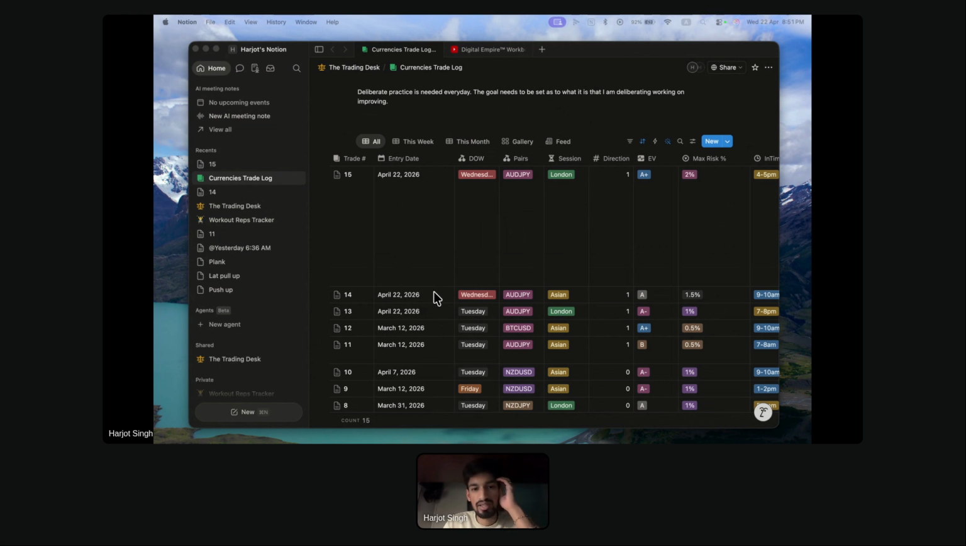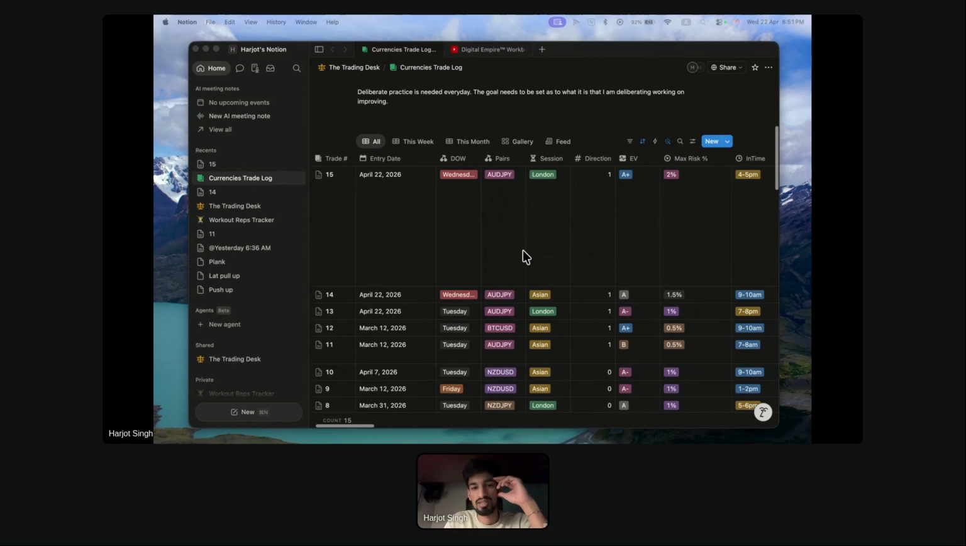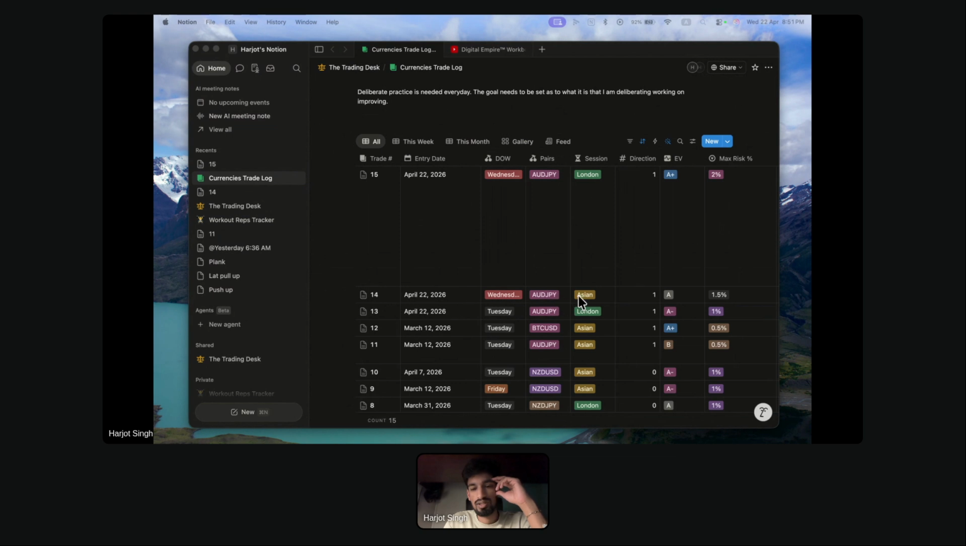So I took two trades today, and today I royally messed up. I was unable to follow my trading plan to the T, and that cost me quite dearly today, to be honest. Anyways, looking at this trade, I was on Aussie yen today.